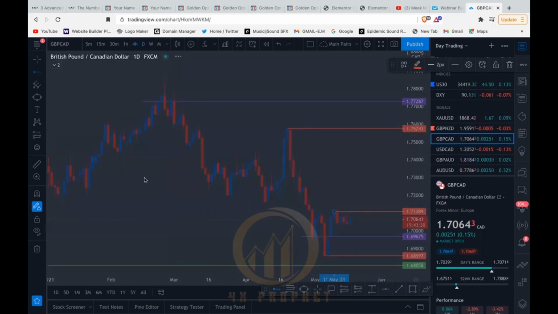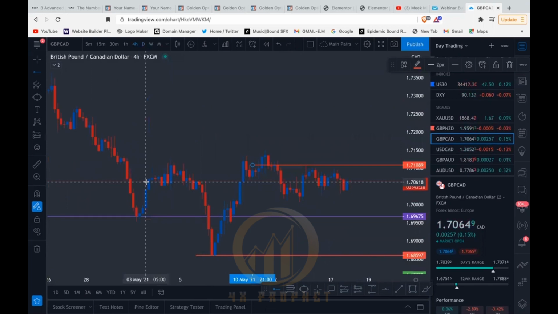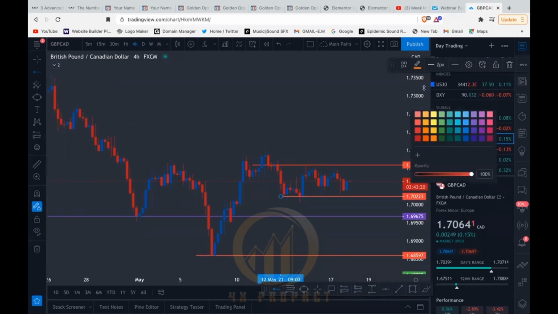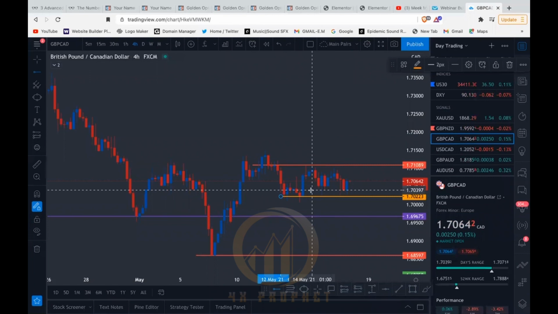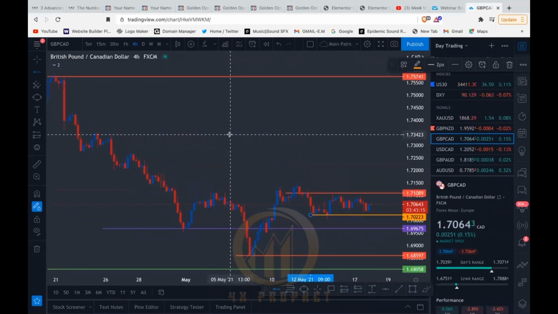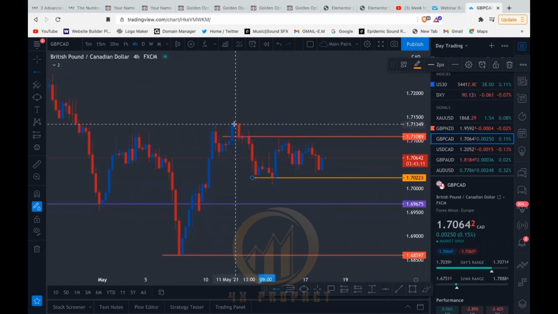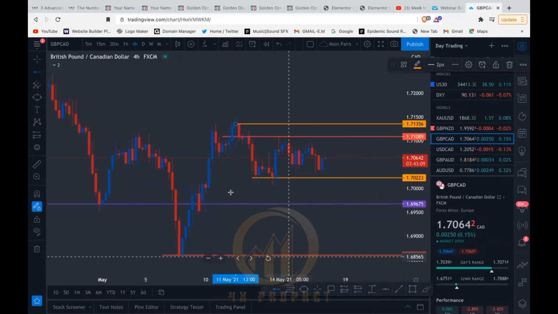Now for my 4 hour, I would do the exact same thing as well, but it'd only be two. So right here, we have where price shifted away quickly. I'll make this orange because this is what I use for my 4 hour. I'm gonna zoom out a bit. All right, awesome. Price also shifted away quickly from here. Cool. What I'm going to do is go down.